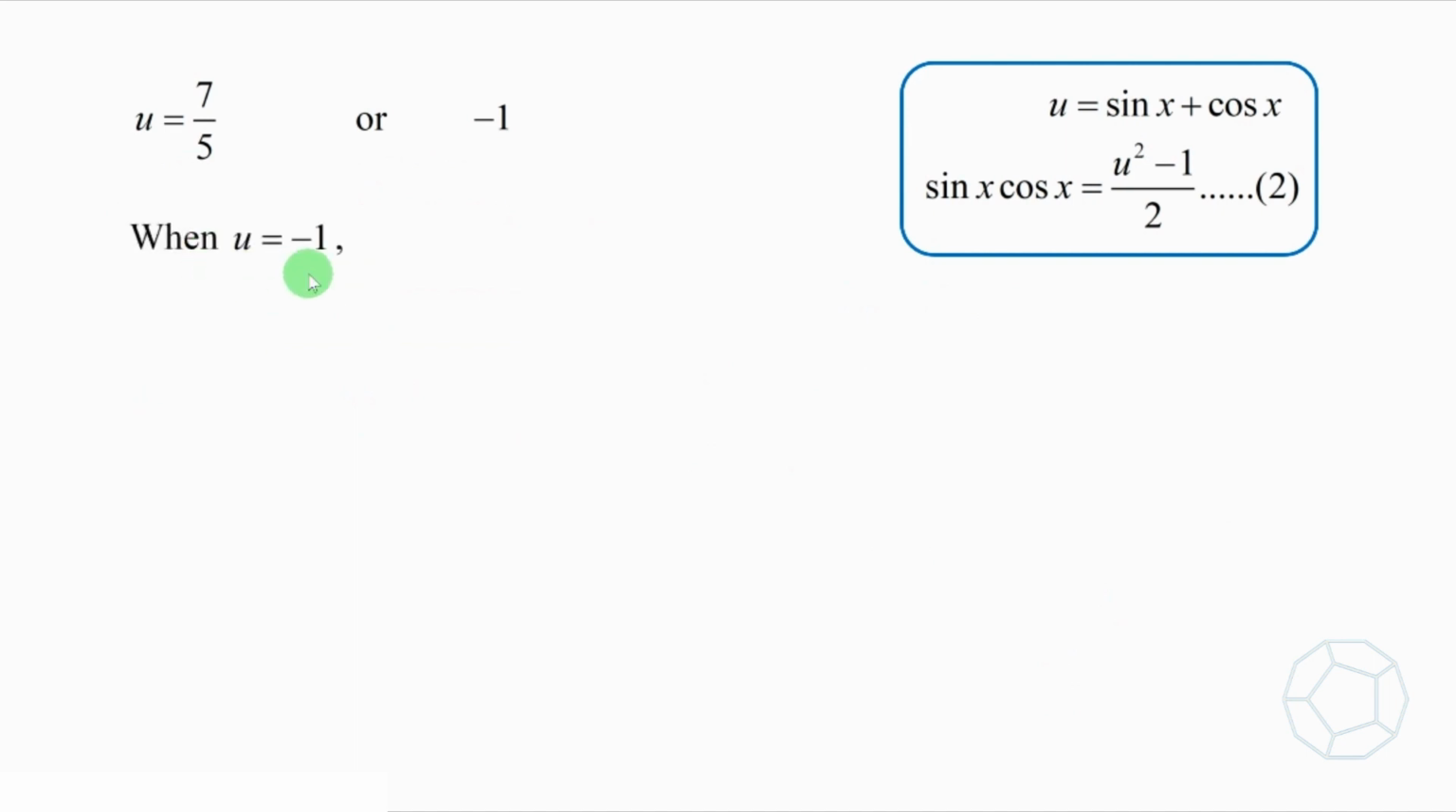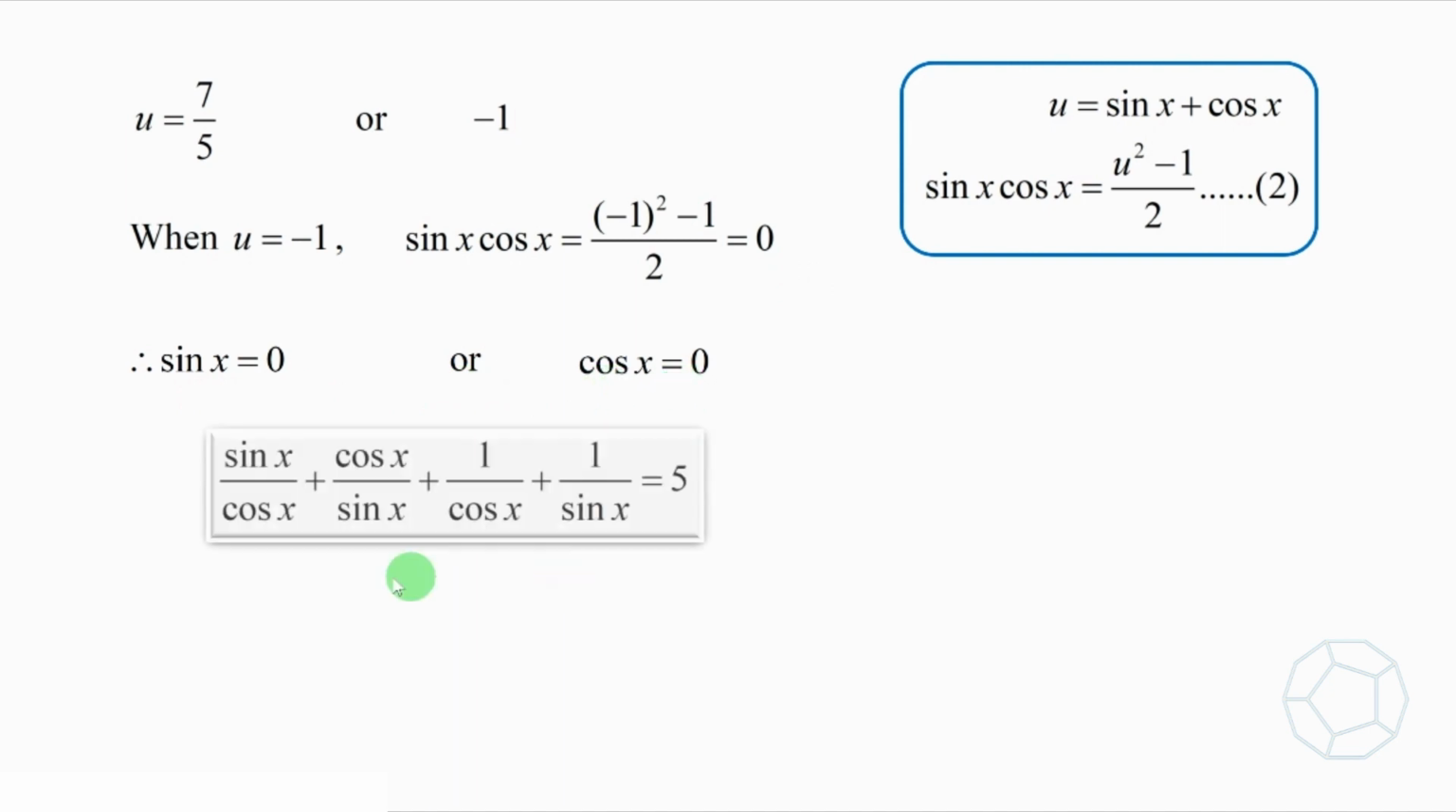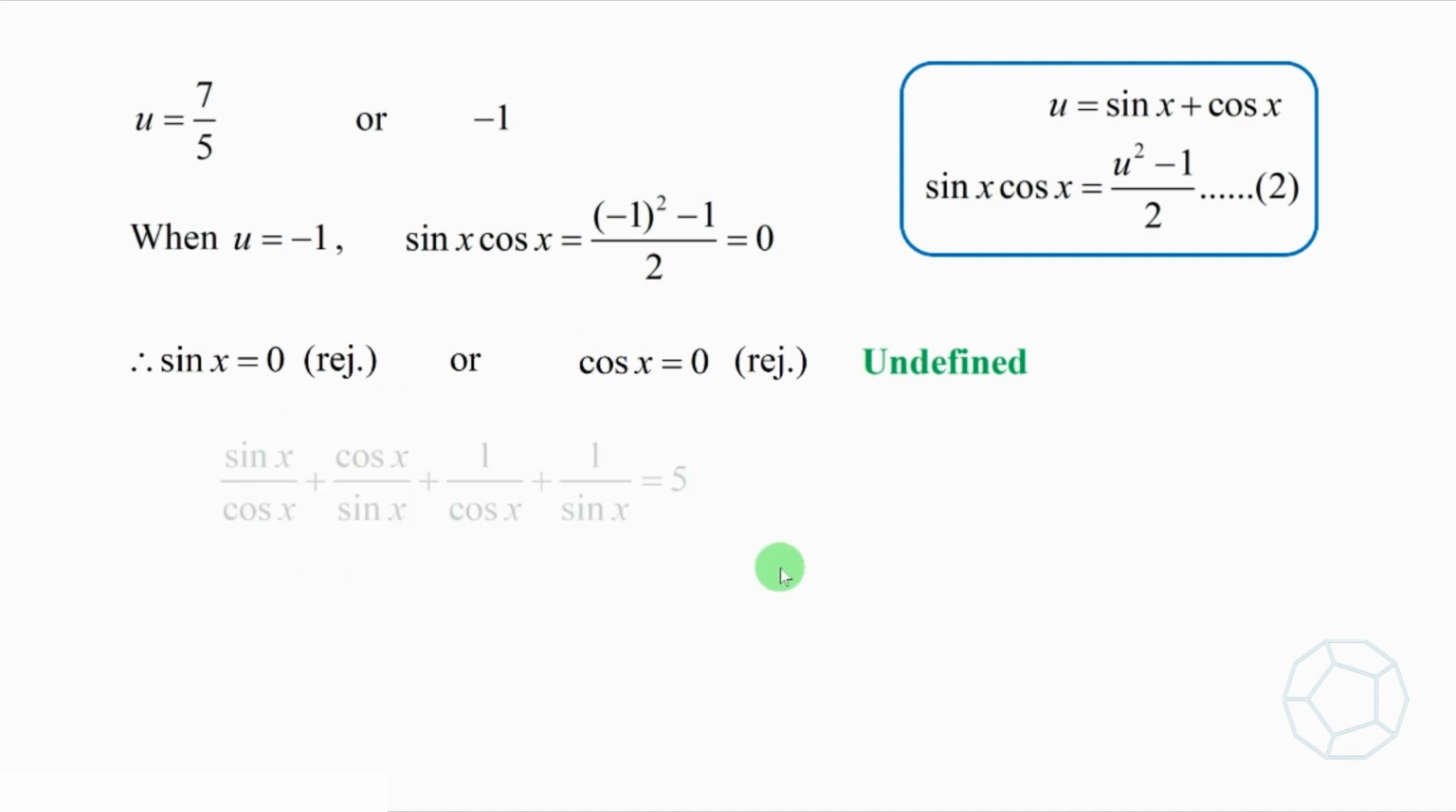When u is equal to negative 1, then sine x times cosine x is equal to 0. So either sine x is equal to 0 or cosine x is equal to 0. What's the problem? Well, you can see that in the original equation, sine x and cosine x are the denominators. If either one is 0, then it will be undefined. So this case should be rejected. Therefore, sine x plus cosine x can only be 7 over 5.